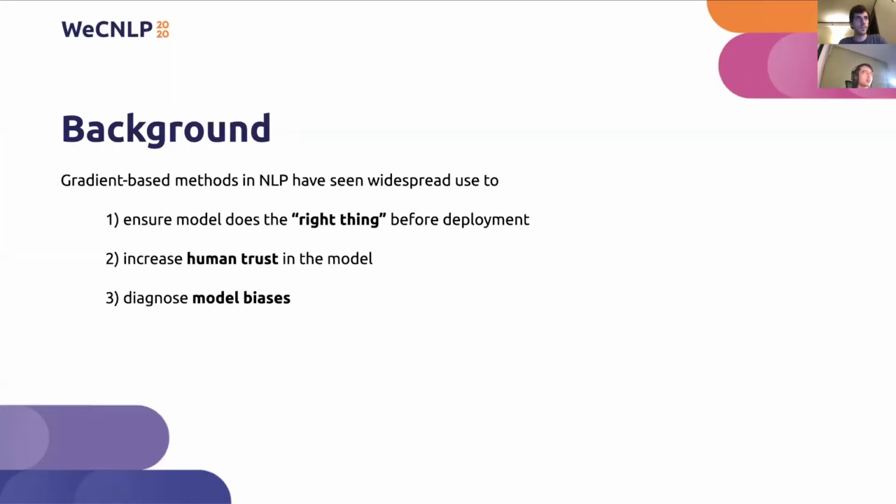Gradient-based methods in NLP have seen widespread use for making sure the model is doing the right thing before deployment, to increase human trust in the model, and for diagnosing model biases. They are also considered more faithful than other black box explanation techniques. We show some gradient-based interpretation methods on the right.